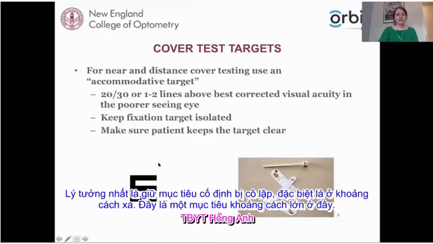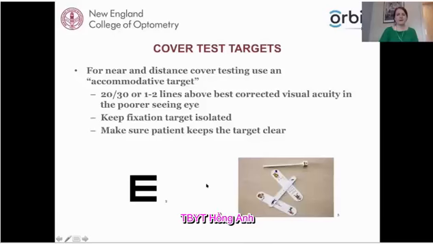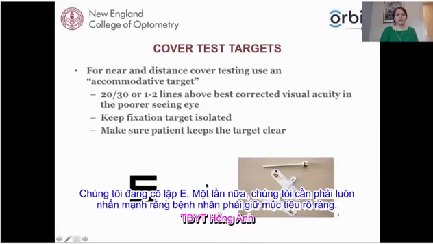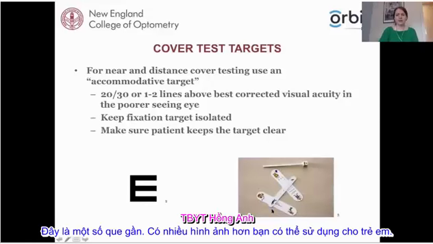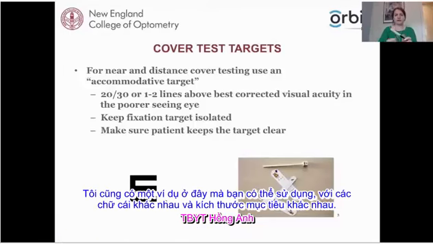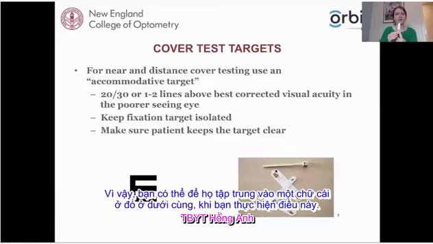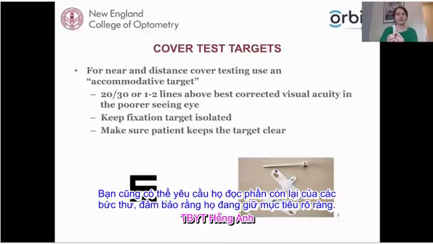It's ideal to keep the fixation target isolated, particularly at distance. This is a great distance target here. We're isolating the E. We, again, need to always stress that the patient keeps the target clear. Here's some near sticks here at the bottom with more pictures that you can use in children. I also have an example here that you can use with the different letters and a different target size. So you might have them focus on one letter there at the bottom when you're performing this. You can also have them read the rest of the letters, so you're ensuring that they're keeping the target clear.